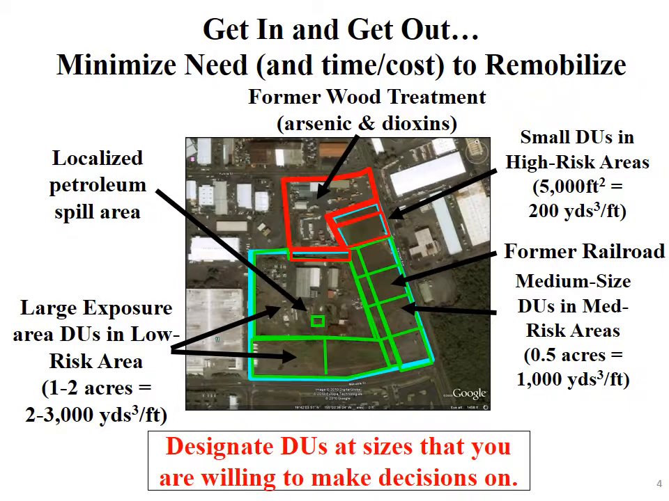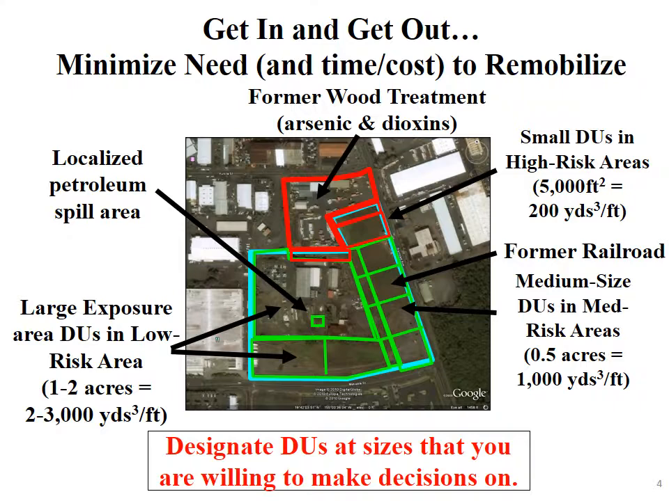Another point we emphasized in the previous presentation in part two on DU designation was to be very careful and spend a lot of time thinking about how you designate areas within a targeted property for characterization. The idea is to get in and get out and really minimize the need, the time and the cost to remobilize for additional investigation. This has likewise been the bane of all discrete sample investigation, where there's never a clear endpoint in sight. You just basically keep collecting samples until you run out of money to collect additional samples and then try to make some decision. That's a common and unfortunate approach.